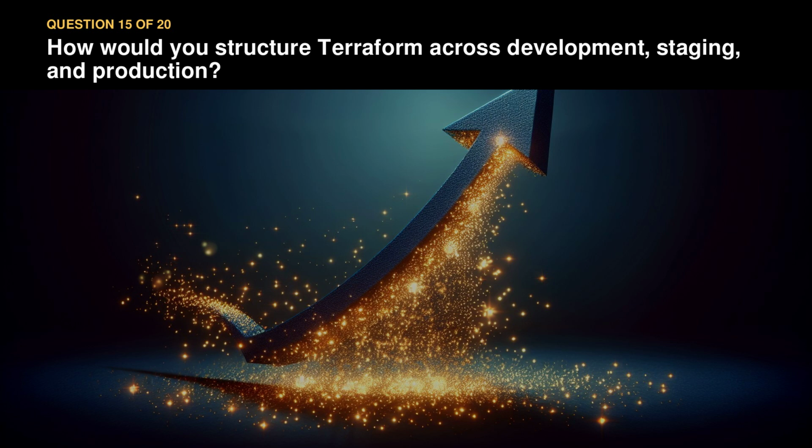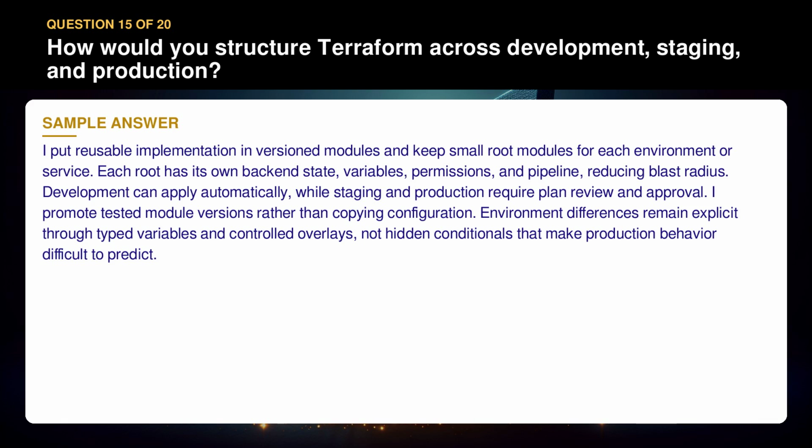Question 15. How would you structure Terraform across development, staging, and production? I put reusable implementation in versioned modules and keep small root modules for each environment or service. Each root has its own backend state, variables, permissions, and pipeline, reducing blast radius. Development can apply automatically, while staging and production require plan review and approval.